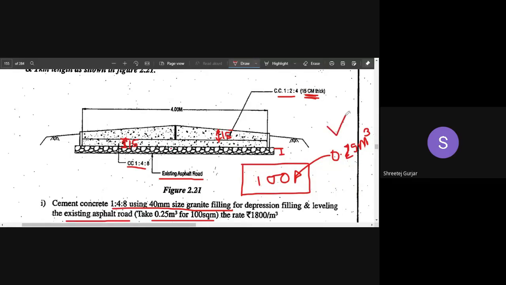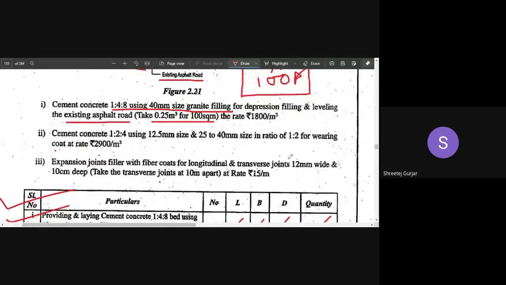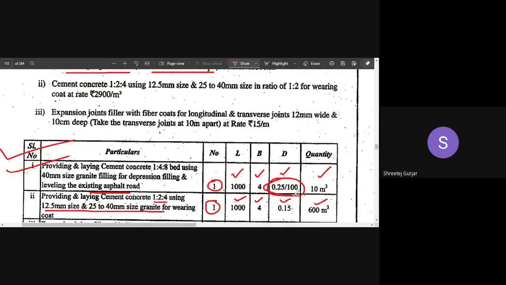So they have given you volume, they have given you area, surface area. So how can you calculate depth? Depth will be equal to volume by area, right? So 0.25 by 100 is your depth. So that is what they have used over here.